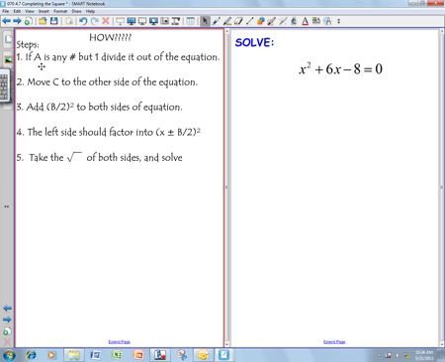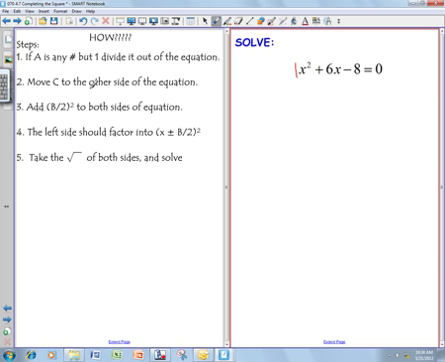So as you can see, the first step is if there is an a value that is not 1, we need to divide that out of the equation. Well, if you look at our problem, our a value is 1. Therefore, I don't need to worry about this specific step. So this is nice in this example.